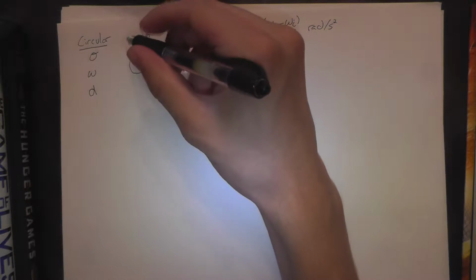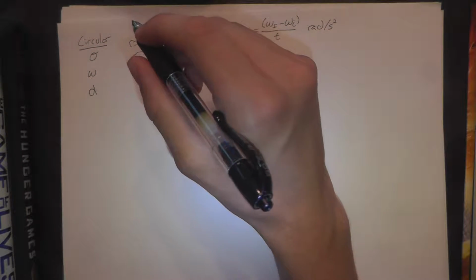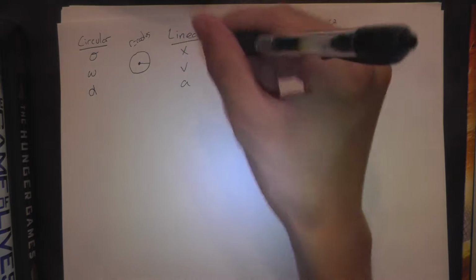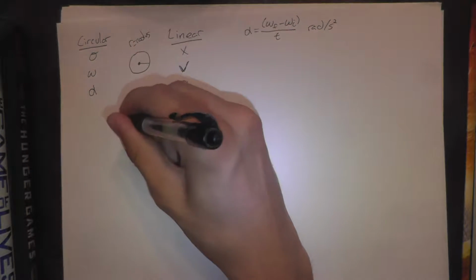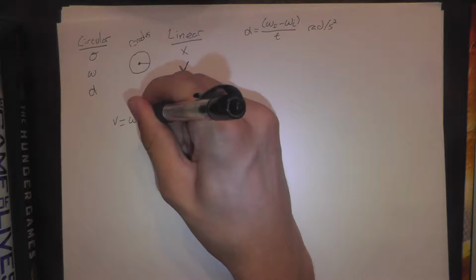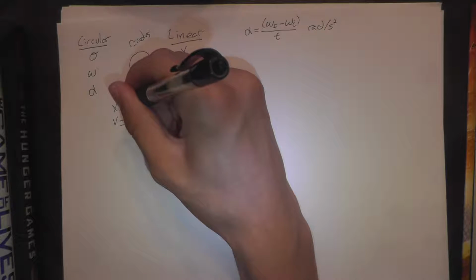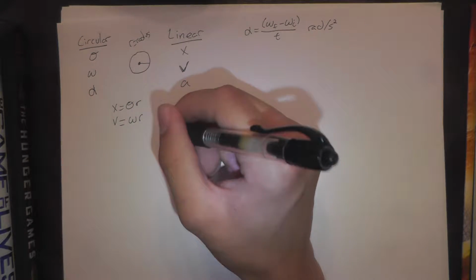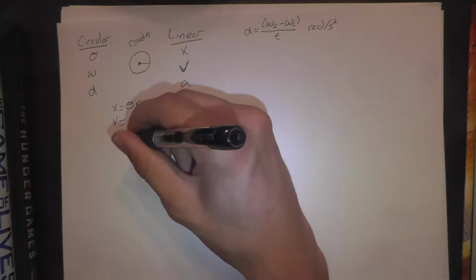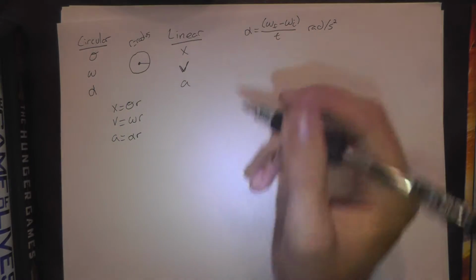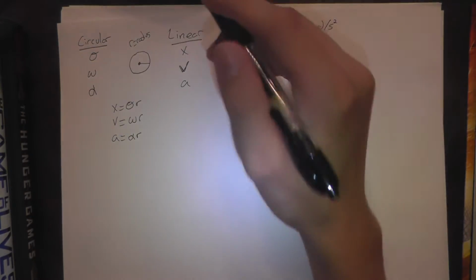And what did I mean when I said that radius is the connection between the circular and linear worlds? Well, the real connection here is that this little v, our linear velocity, equals our angular velocity times the radius. And the same thing is true for the other. Our linear displacement is our angular displacement times the radius. It's a pretty simple group of formulas that connect the circular to the linear world.